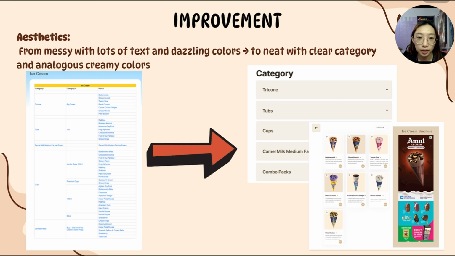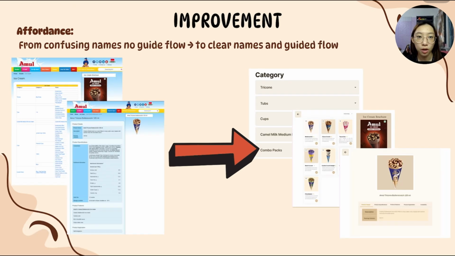For aesthetic, we had made improvement from messy with lots of text and dazzling colors to neat with clear categories and analogous creamy colors. For affordance, we had made improvement from no guide flow and confusing names to clear guide flow and clear category names.